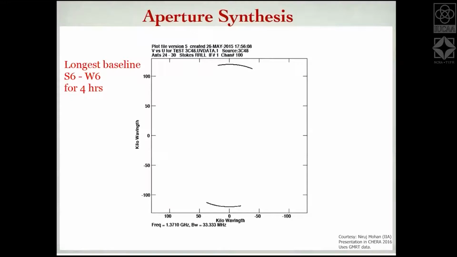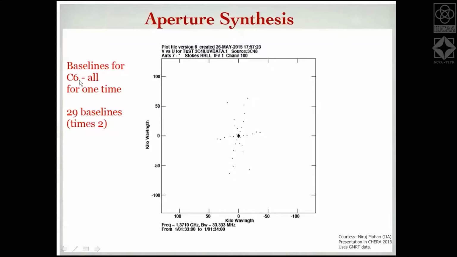In the case of GMRT, you will see one of the baselines will make measurements along all these points, which are representing the separation in kilo wavelength along X and Y direction, labeled as the UV coordinates, the spatial frequency coordinates. So you would have made all these measurements during the 4 hours that you might have to look at the source.